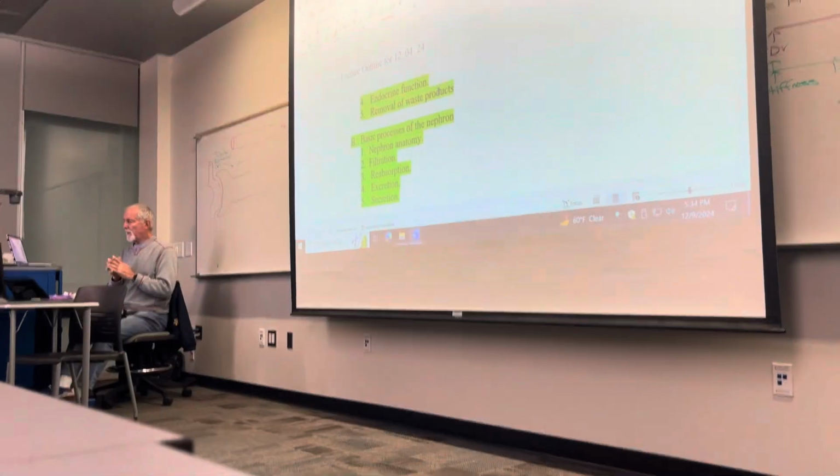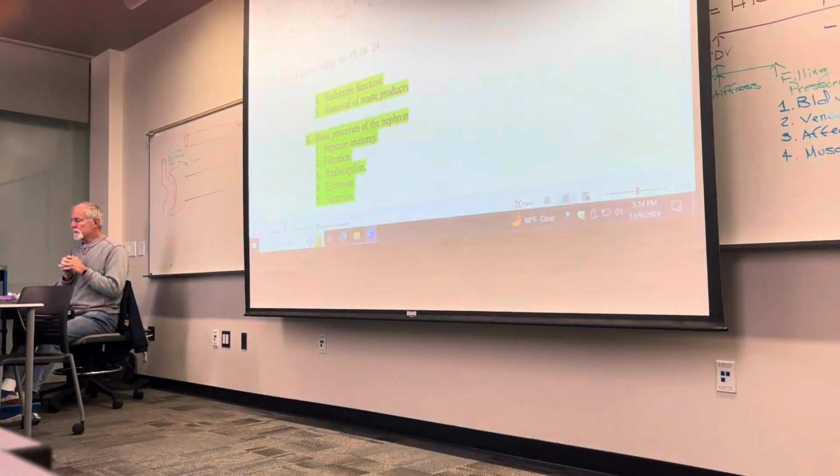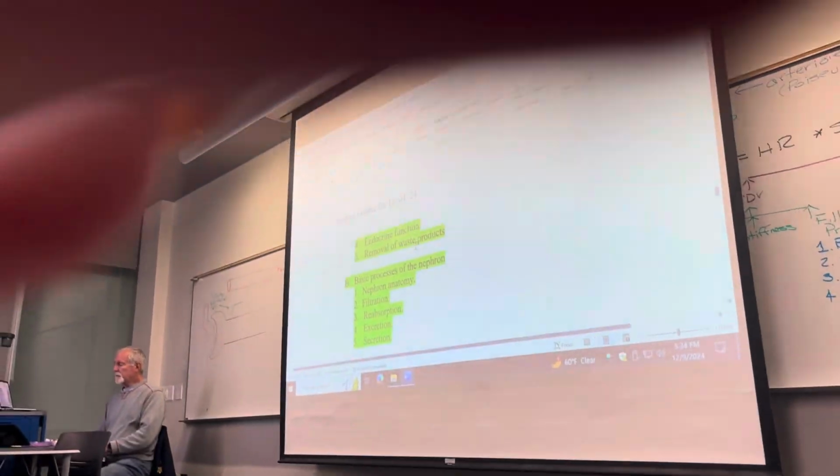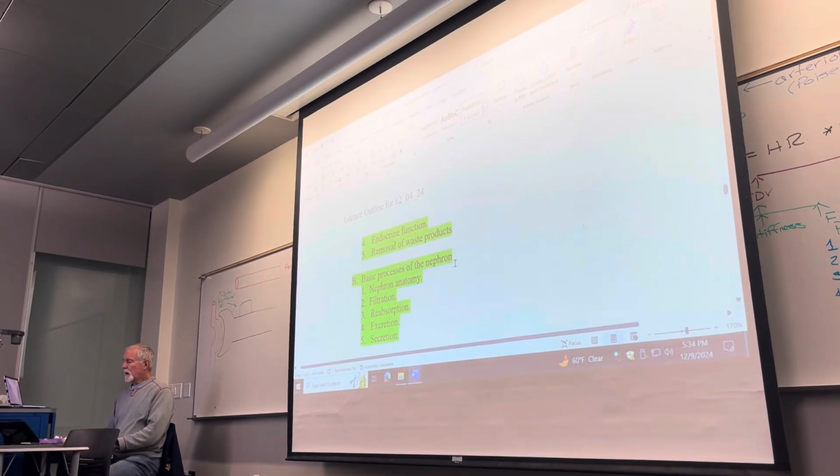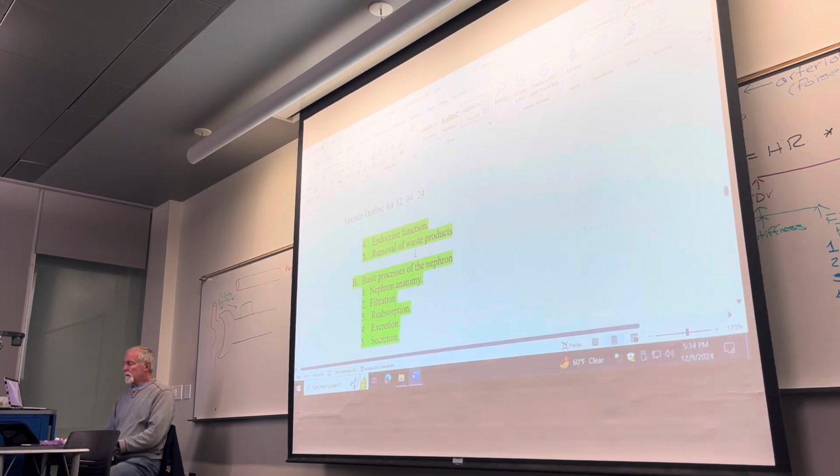And tonight you'll learn about the release of renin. Renin is this very powerful enzyme that is involved in the regulation of blood volume. And then last but not least is the removal of waste products. The basic processes. So let me just back up.